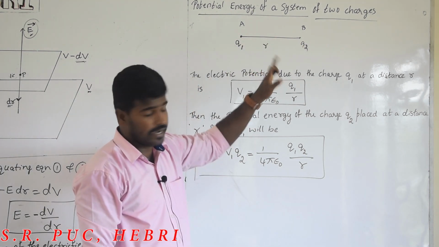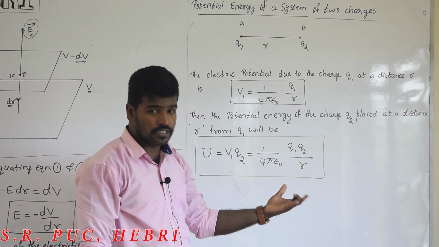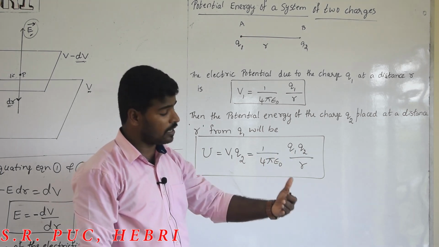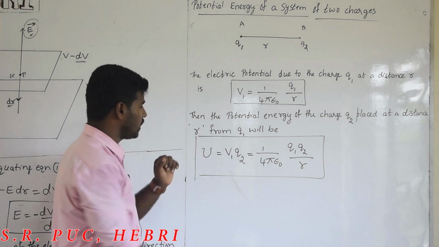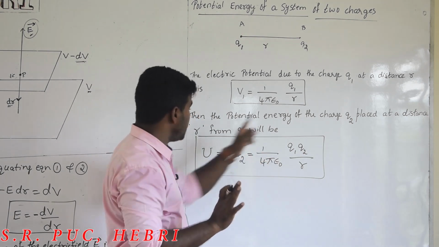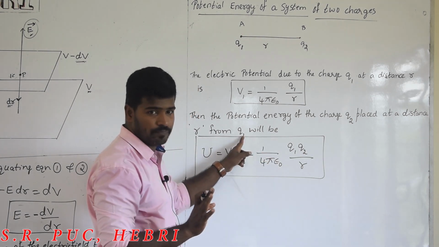What does it gain? It gains a potential energy. Since the external work done is because of a force, that external work done is opposite to the direction of the electric field. Therefore, then the potential energy of the charge Q2 placed at a distance r from Q1.